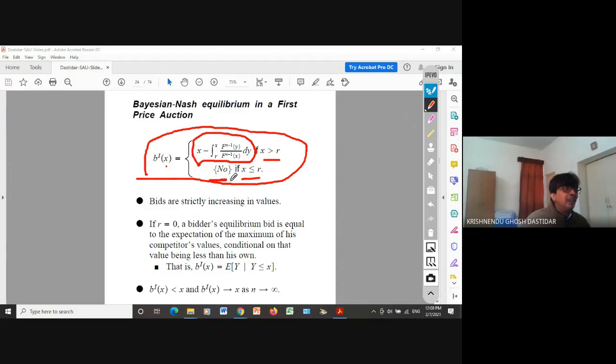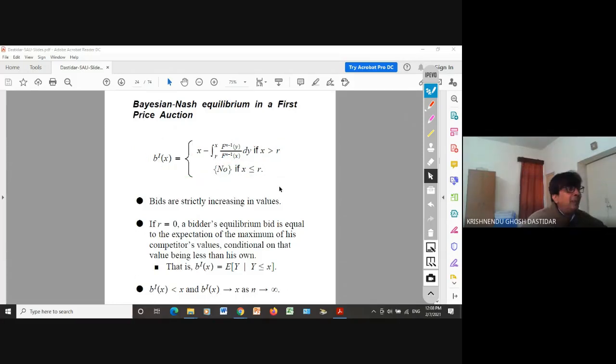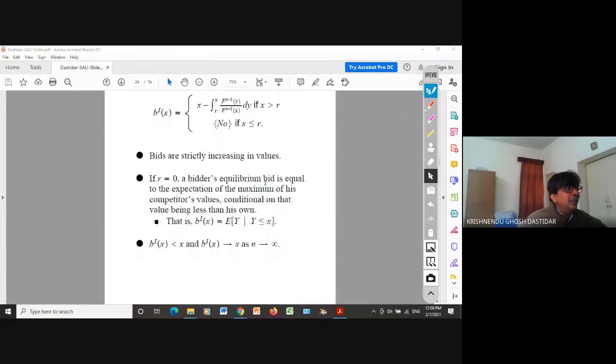Now, there is a bit of a complicated calculation at its back, but one can show that everybody adopting this strategy is a symmetric Bayesian Nash equilibrium. And here one can show that bids are strictly increasing in values. In fact, a couple of other points. Suppose R is 0, the reserve price is 0.